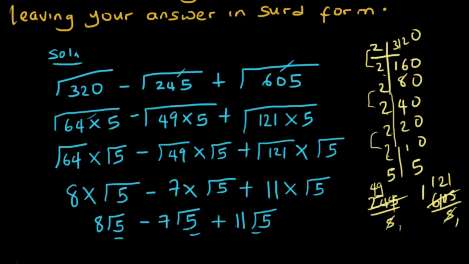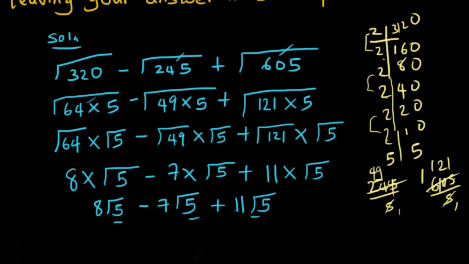8 root 5 minus 7 root 5 will give us 1 root 5, or better still, root 5. Then 1 root 5 plus 11 root 5 will give us 12 root 5. And this is our answer. Do you understand? So 8 root 5 minus 7 root 5 will give us root 5. Root 5 plus 11 root 5 will give us 12 root 5. So I hope you understand.